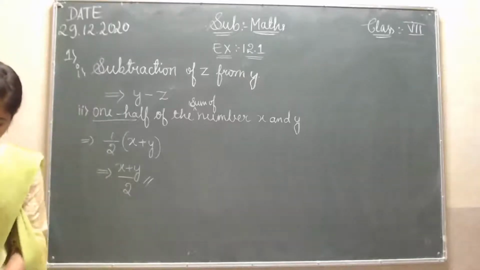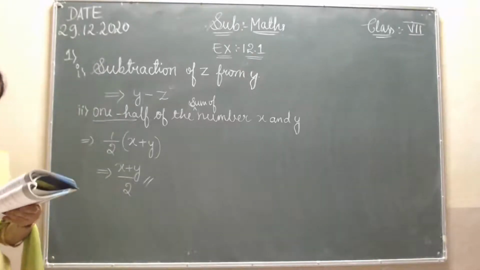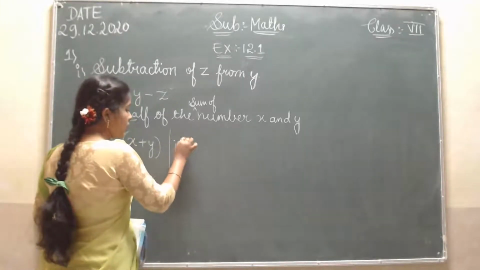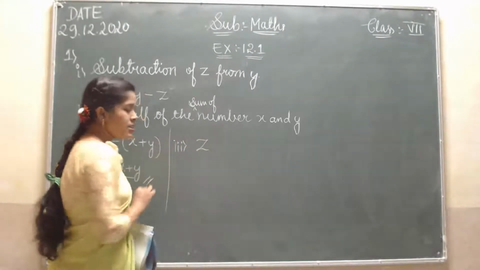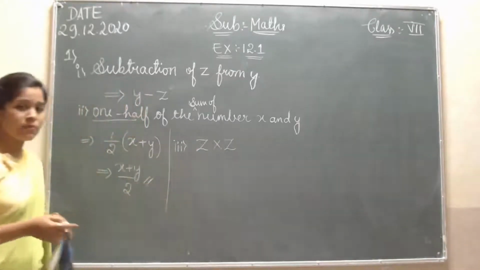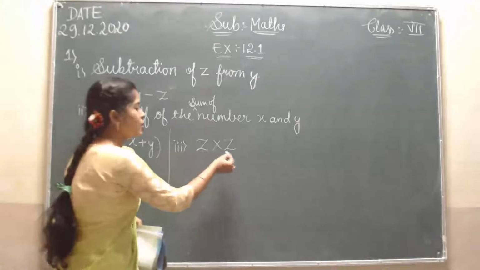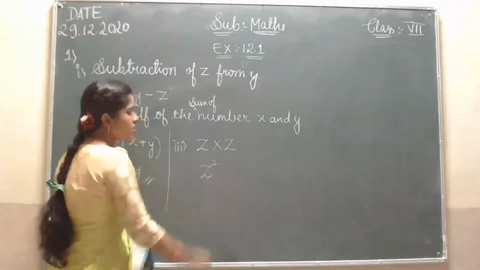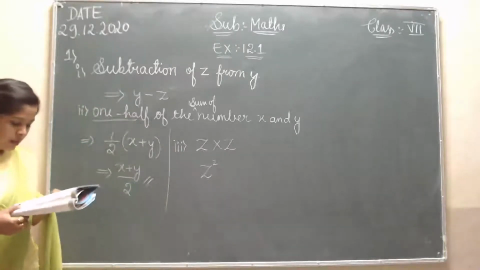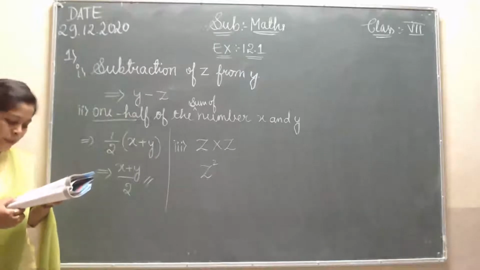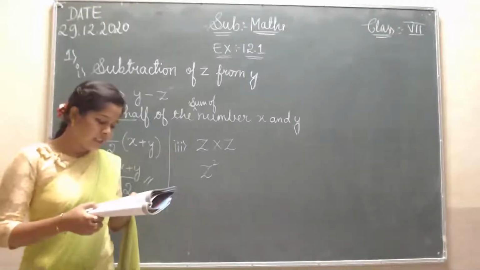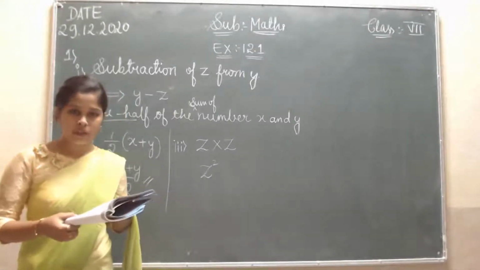Okay. So third one, the number that is multiplied by itself. See here, the number z, multiplied by itself, means z into z. Z into z is nothing but z square. Understood? So this is the expression. Fourth one, 1/4 of the product of numbers p and q, that is 1 by 4 into p into q. The 5th, 6th, 7th, 8th, take as homework.